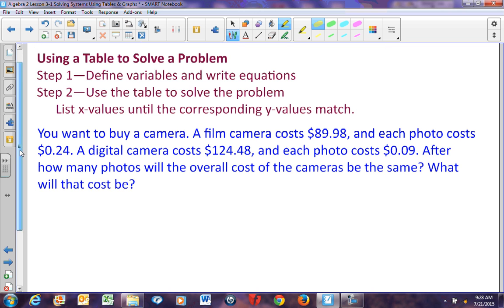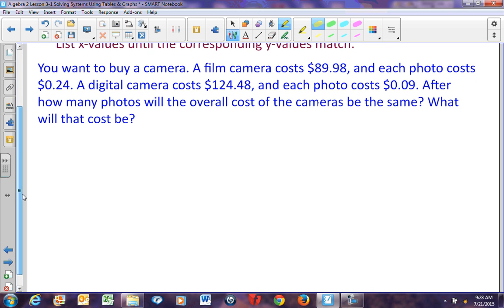All right, so you want to buy a camera. A film camera costs $89.98, and each photo costs 24 cents. A digital camera costs $124.48, and each photo costs 9 cents. After how many photos will the overall cost of the cameras be the same, and what will that cost be?